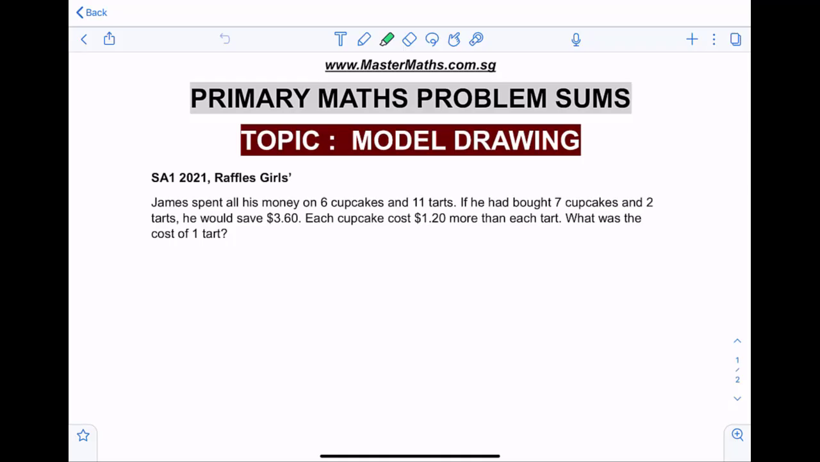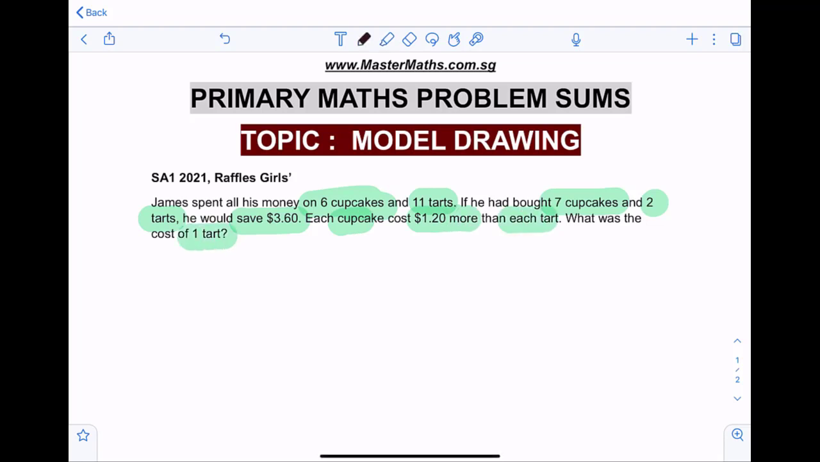James spent all his money on 6 cupcakes and 11 tarts. Now, if he had bought 7 cupcakes and 2 tarts, he would save $3.60, meaning he would have $3.60 left by using the same amounts of money. Each cupcake costs $1.20 more than each tart. What was the cost of one tart?